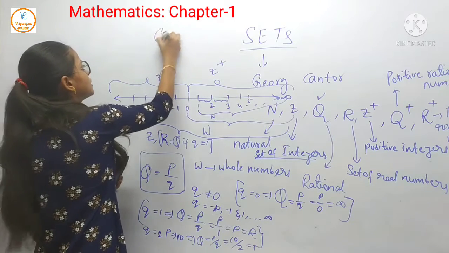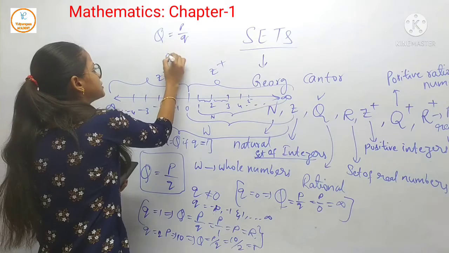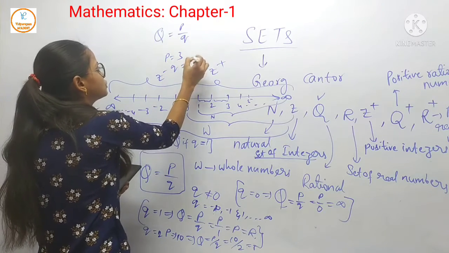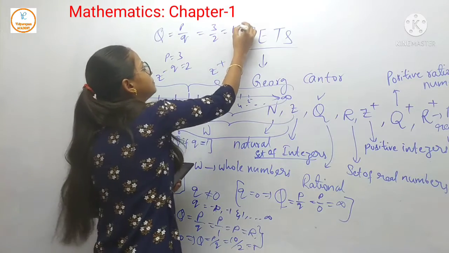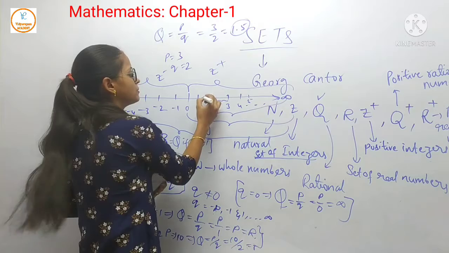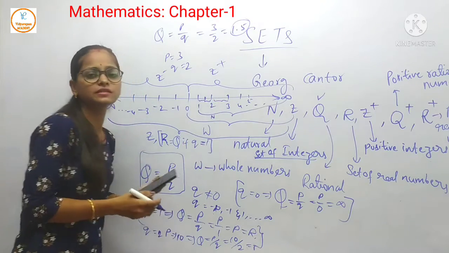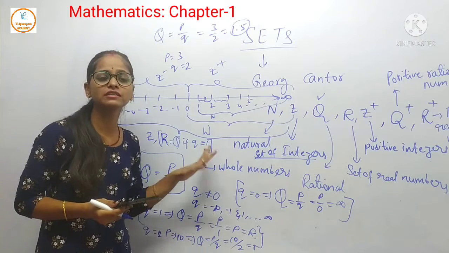Let us consider now P and Q. For example, if P is equal to 3 and Q is equal to 2, then what will happen? 3 by 2 is nothing but 1.5. So 1.5 lies between 1 and 2, and this is nothing but a rational number. So this is the number line. This is the introduction given in the set chapter.